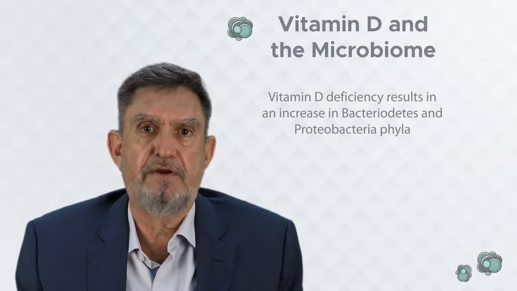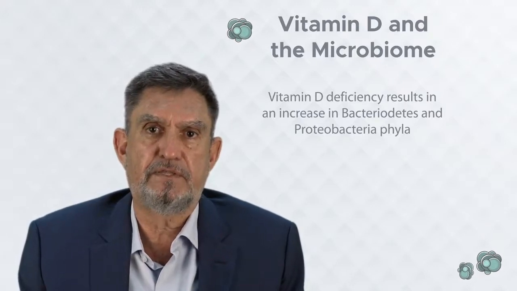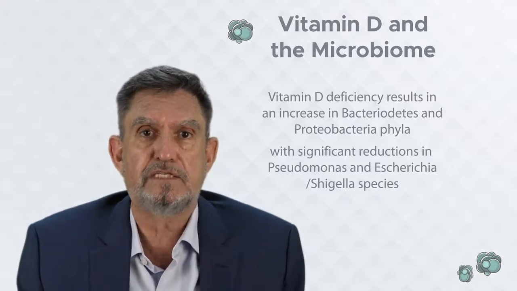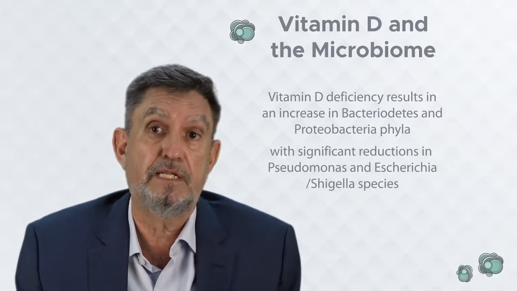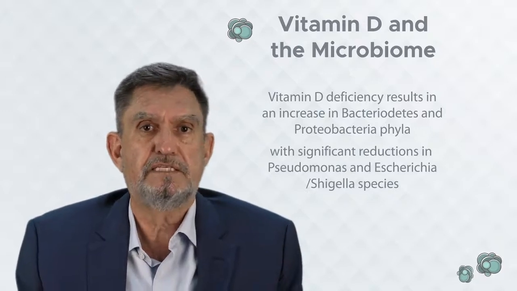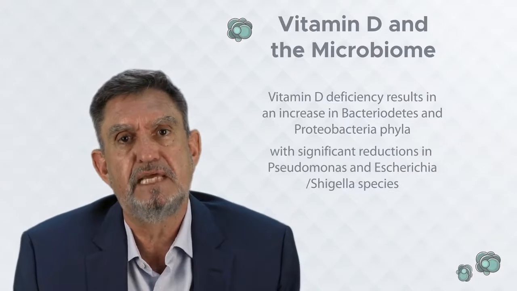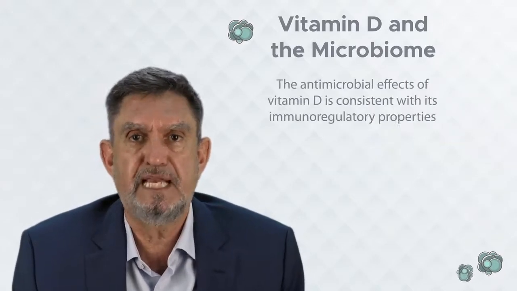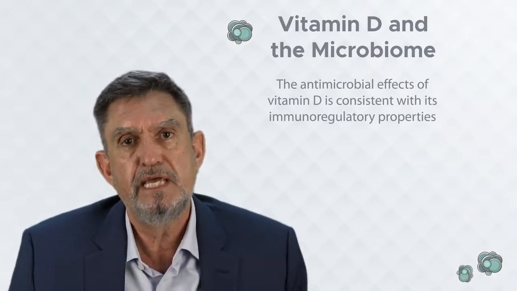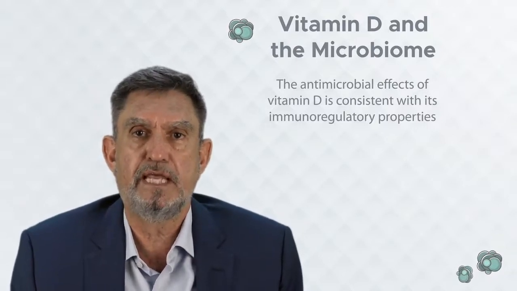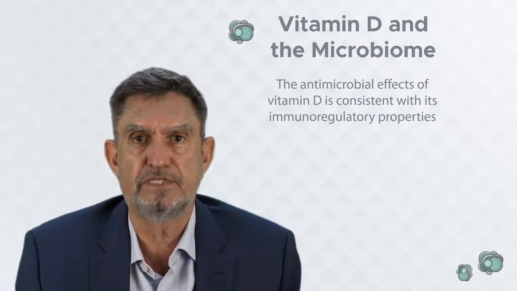Particularly proteobacteria in the upper gastrointestinal tract, with significant reduction in Pseudomonas and E. coli species associated with an increase in bacterial richness. So there's this bidirectional relationship between the microbiome and vitamin D. Vitamin D is clearly important in immune regulation, demonstrating this complex association between immune regulation, the microbiome, and dysbiosis.